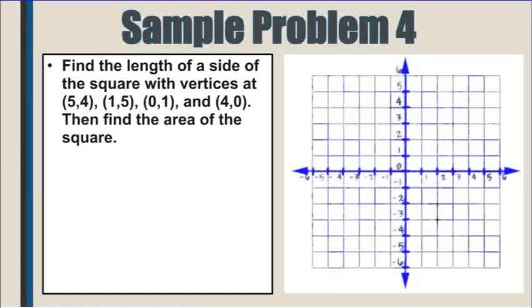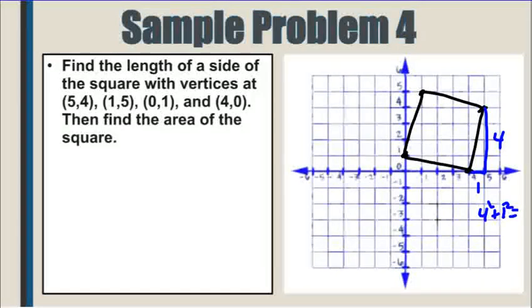Find the length of side of the square with vertices at 5, 4, 1, 5, 0, 1, 4, 0. So if I were to draw a triangle, this would be 1, 2, 3, 4. This is 1. So 4 squared plus 1 squared equals c squared. So 16 plus 1 is 17, so the square root of 17.